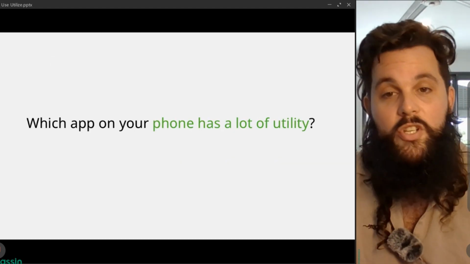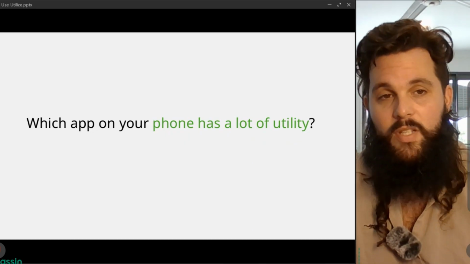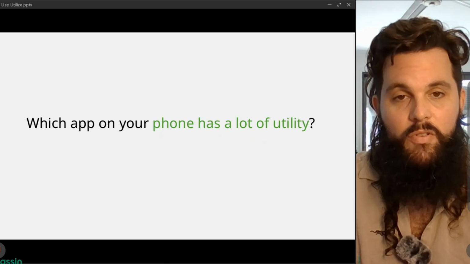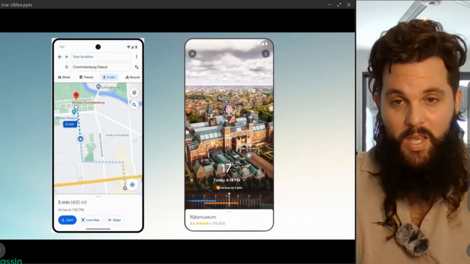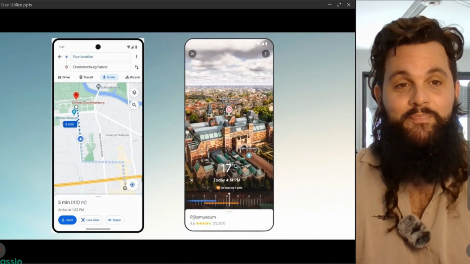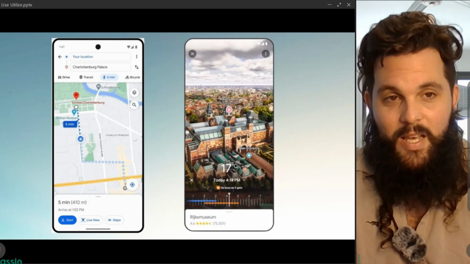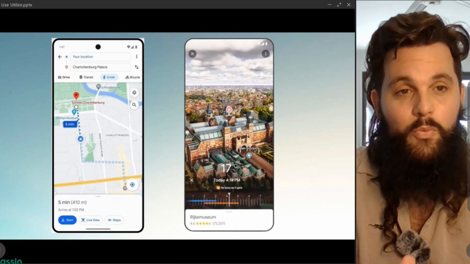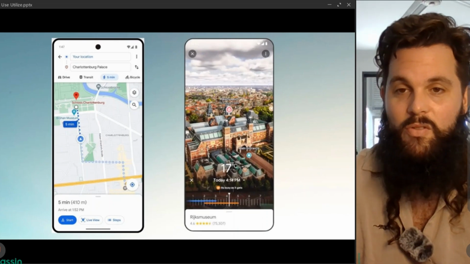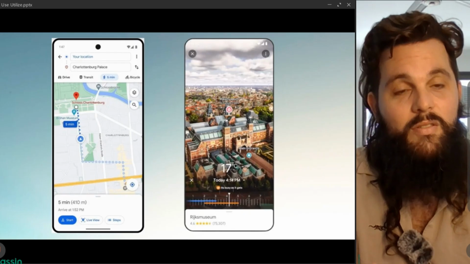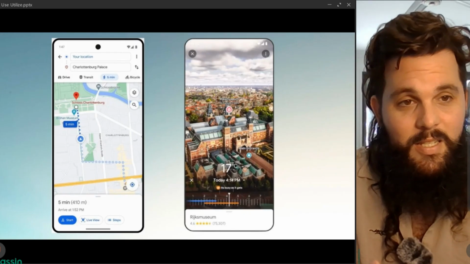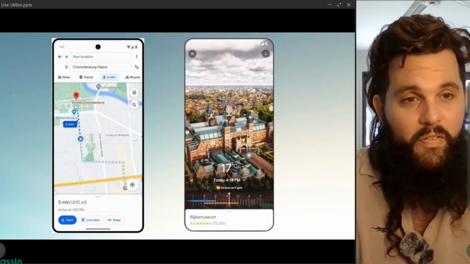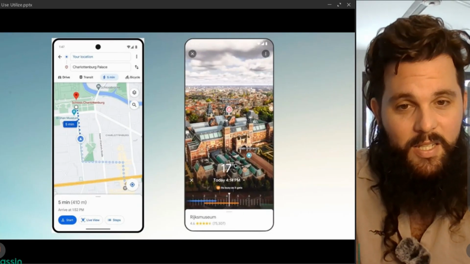You could say, which app on your phone has a lot of utility? So not just the phone itself, what app on the phone has a lot of utility? Well, one that comes to mind for me is Google Maps. I get a lot of utility out of Google Maps because I don't just use it as a map, which is its intended purpose. I use it to find restaurants, measure distance, check the weather, learn geography, check out new cities.